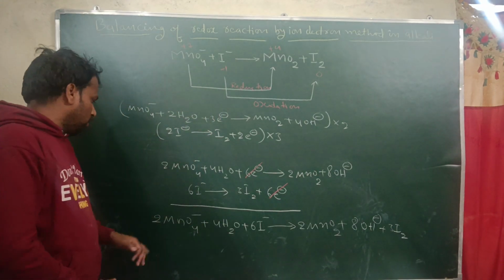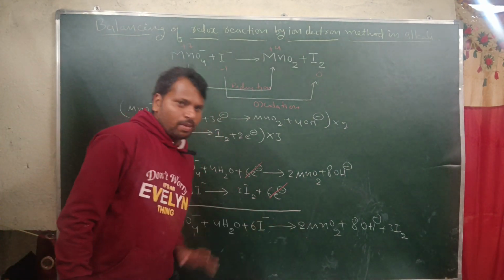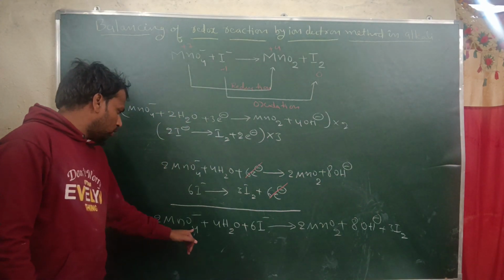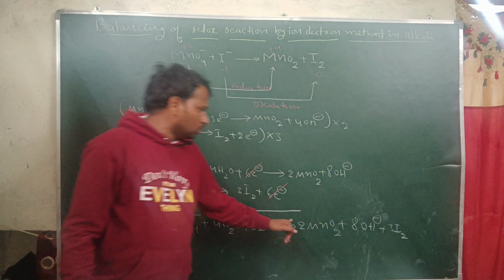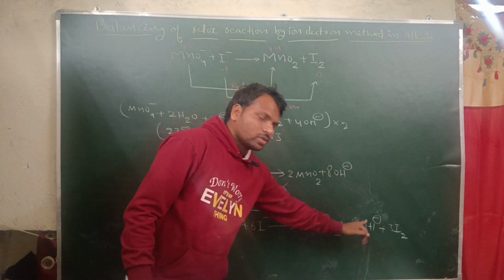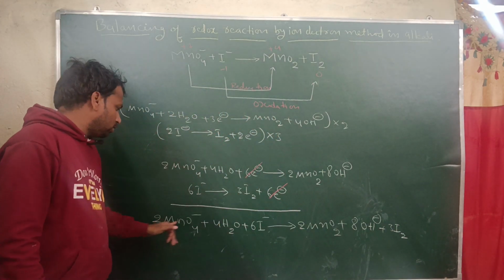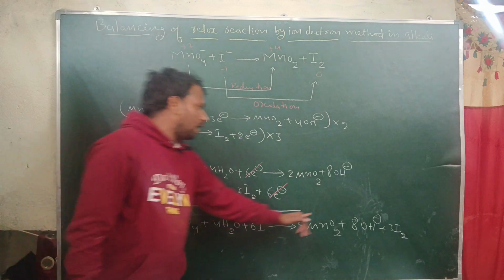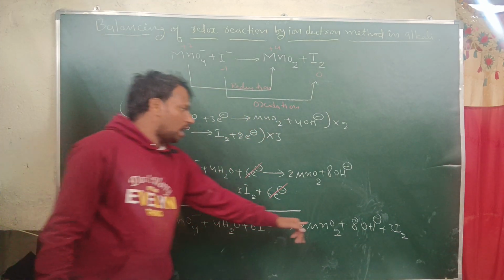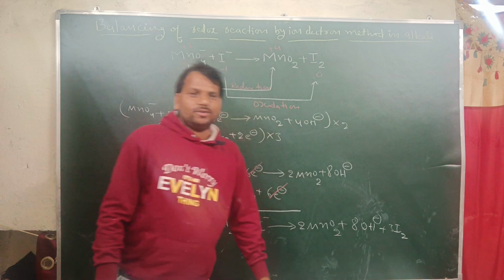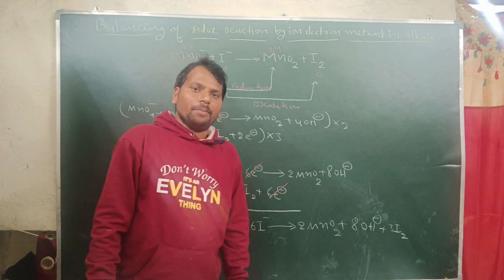We can check here. 2 manganese, 2 manganese, balanced. Next, 2 times 4, 8 oxygens here, and here 8 plus 4, 12. So 2 times 2 plus 4 is 8 oxygens, and 12 is balanced. Hydrogens, 4 times 2, 8, and here also 8 hydrogens are balanced. Next 6 iodines and here also 6 iodines. So the given reaction was balanced.